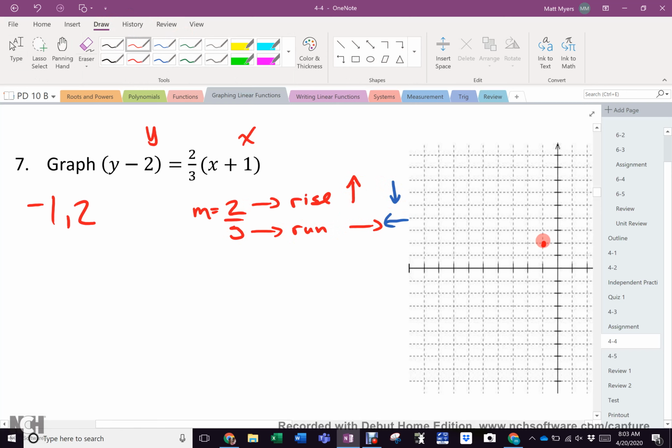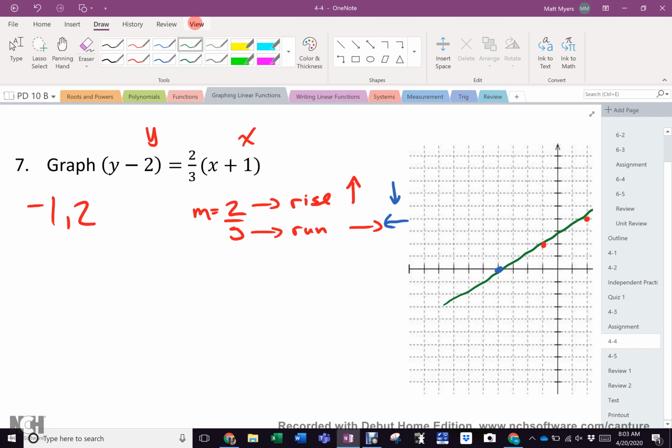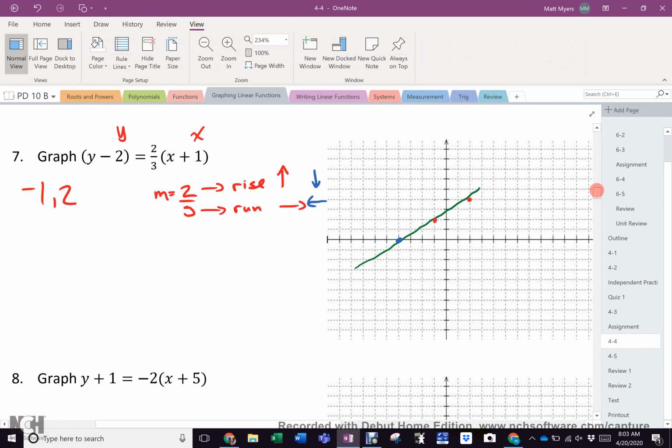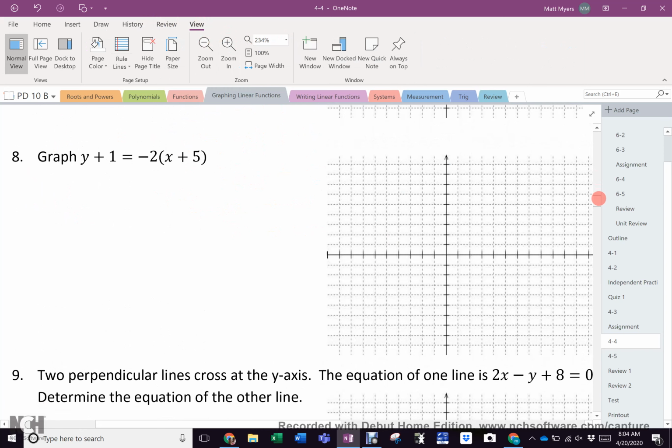The red dot, up 1, 2, and right 1, 2, 3, takes me to there. The blue dot would be down 1, 2, and left 1, 2, 3, takes me to there. And that makes my line. Easy peasy. I'm going to zoom out 1 because that was a little too big.